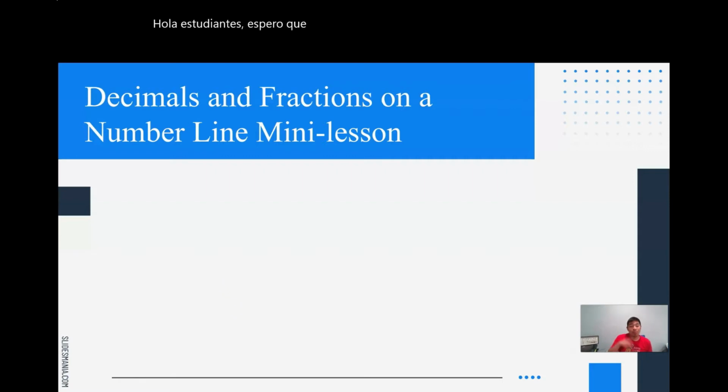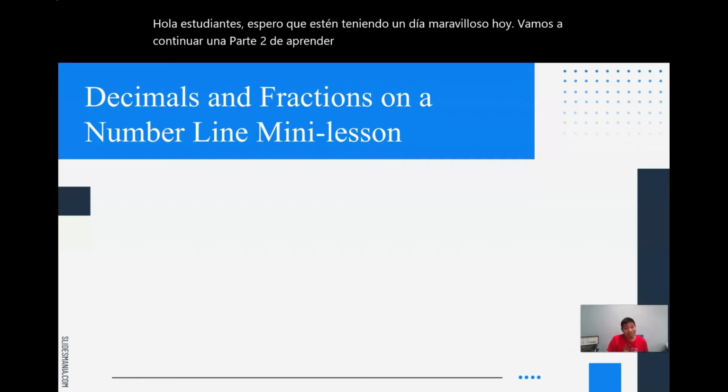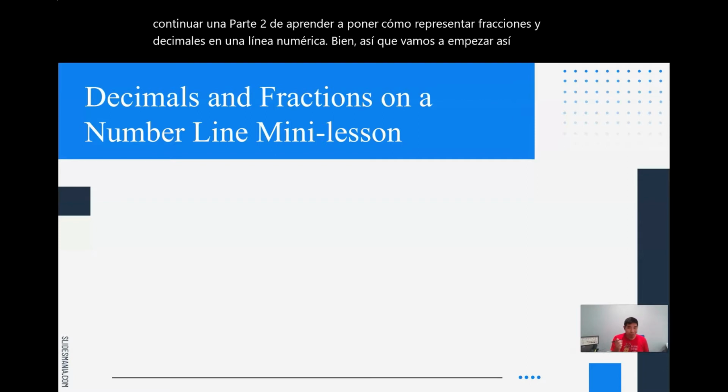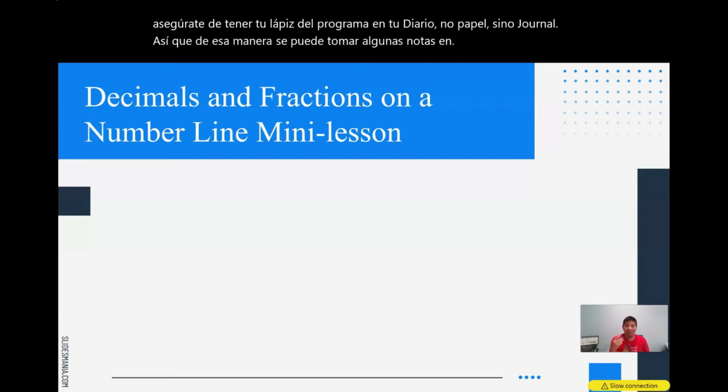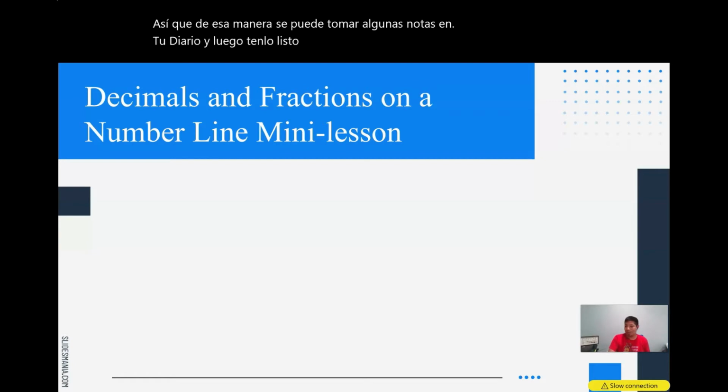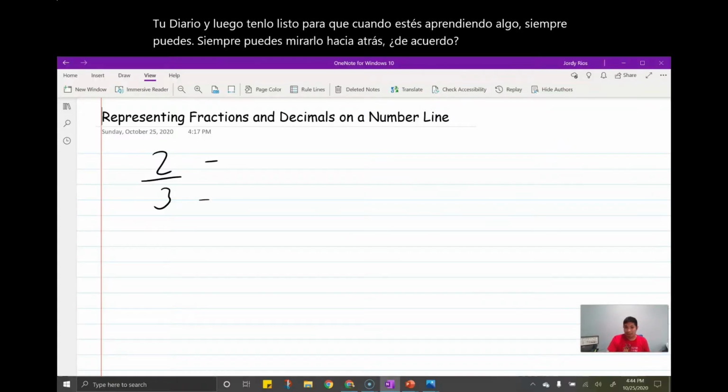Today we're going to continue with part 2 of learning how to represent fractions and decimals on a number line, okay? So we're going to get started, so make sure you have your paper and pencil and your journal, so that way you can take some notes into your journal and have it ready, so that when you're learning something, you can always look back at it, okay? So here is my notebook.